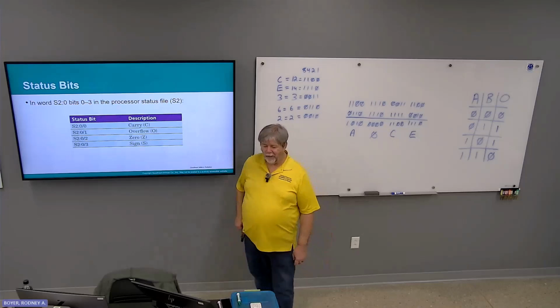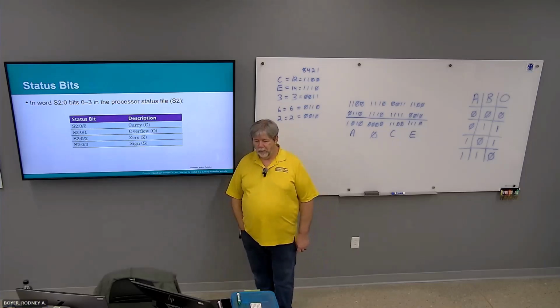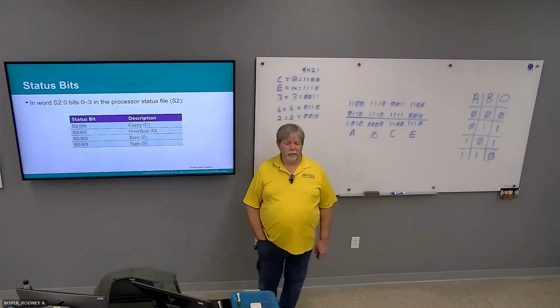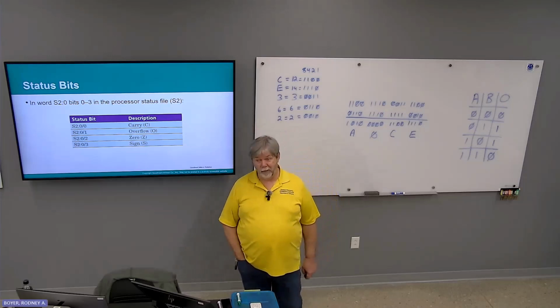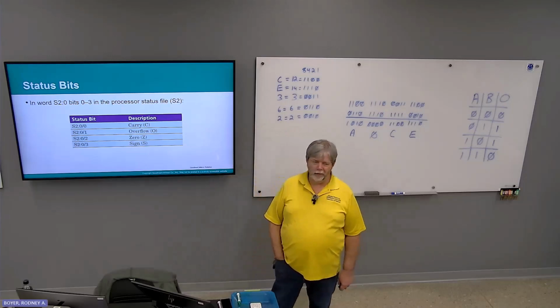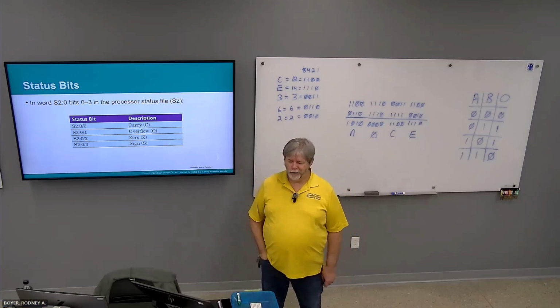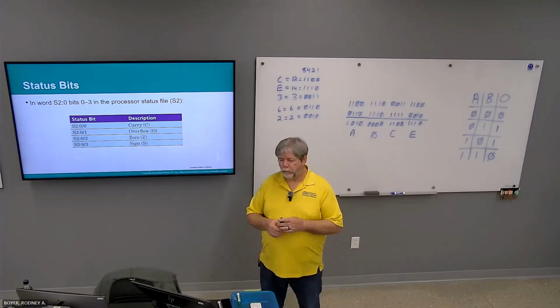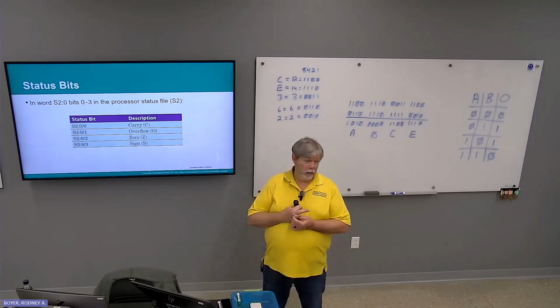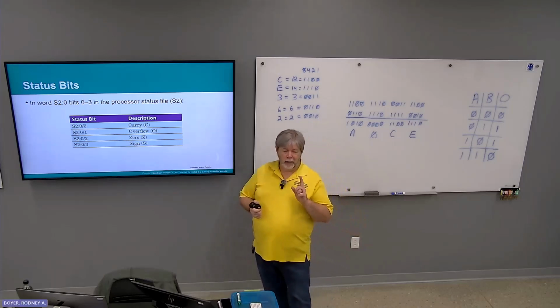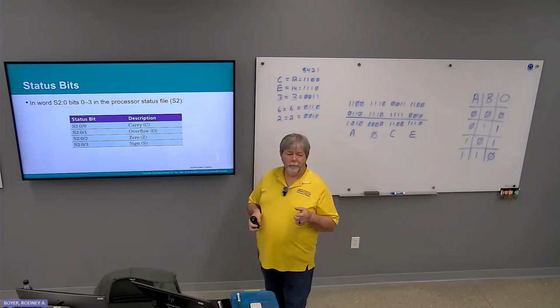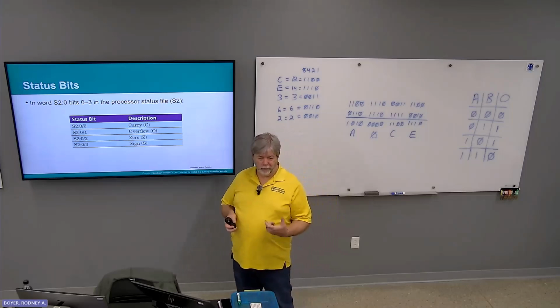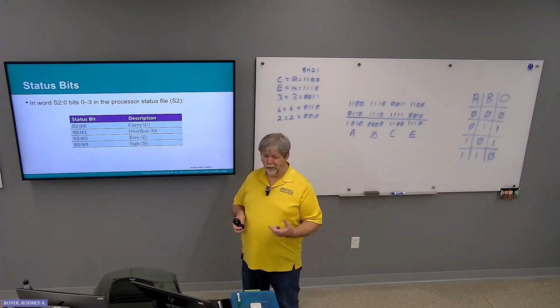Status bits, status file 2. We do use some of this. There's a lot of stuff that is available in the status file. Some of it we use, some of it we don't. One thing that we're supposed to be using in every program is the overflow trap. You put that OTL at the very last instruction in your main program.